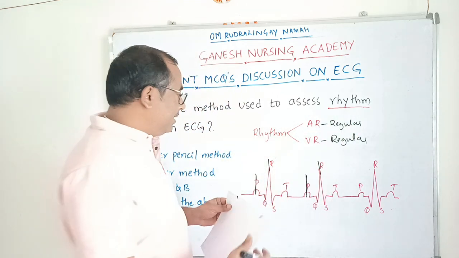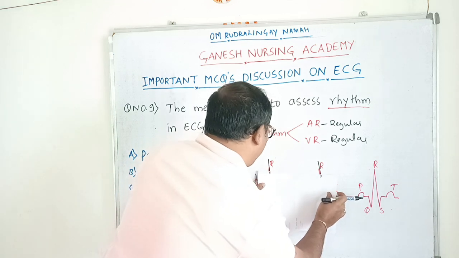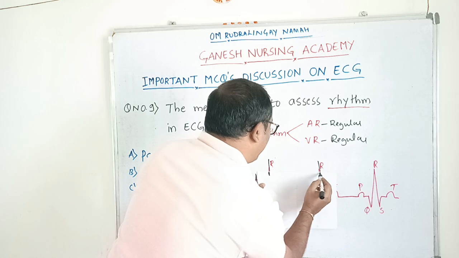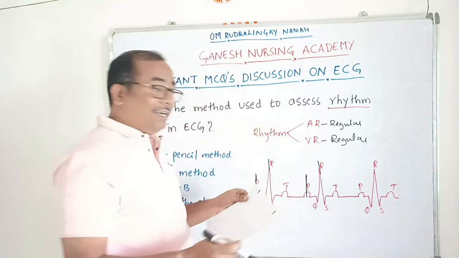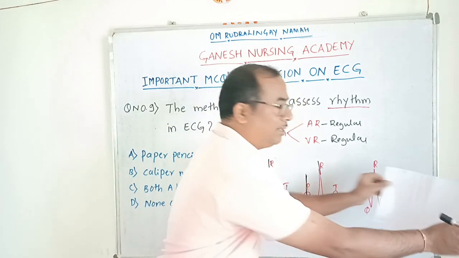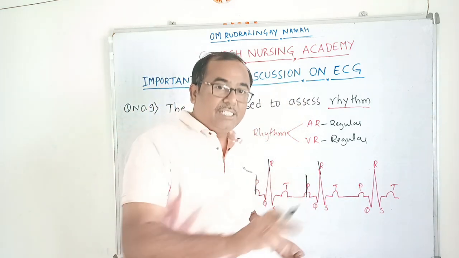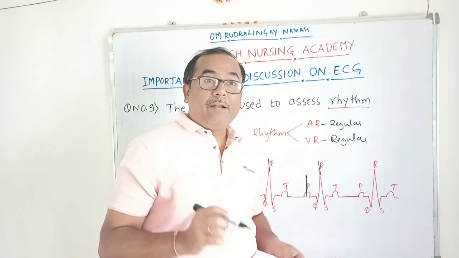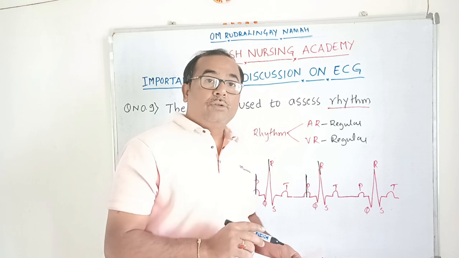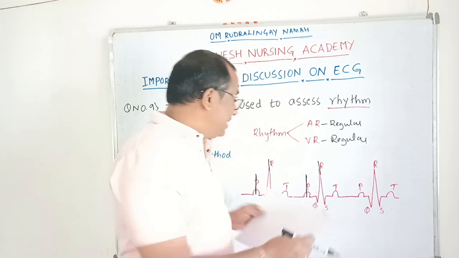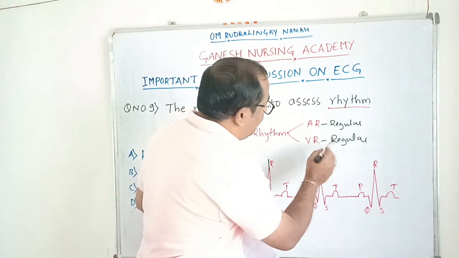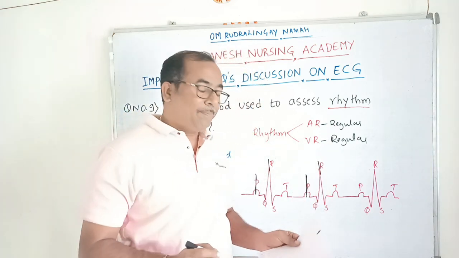Likewise, I will mark the distance between two consecutive R waves. Here is the R wave, I have marked it here, and again I have marked the R wave here. Now I will check the distance between two consecutive R waves everywhere in the ECG strip. If it is equal everywhere, then the ventricular rhythm is said to be regular. So this is known as the paper pencil method.